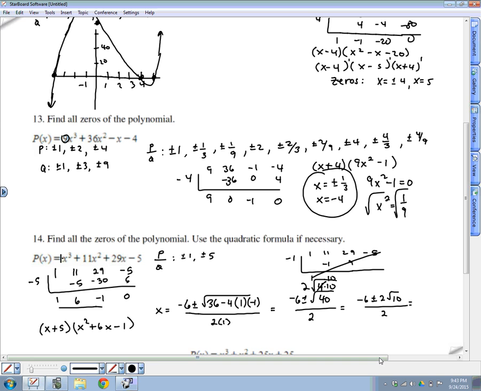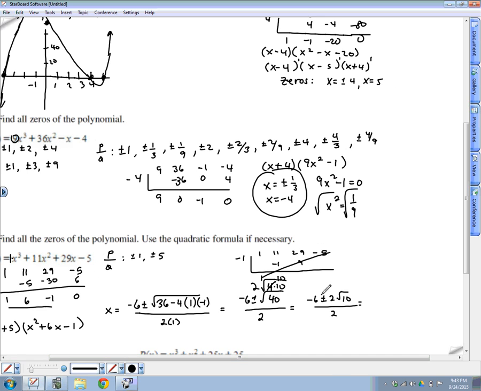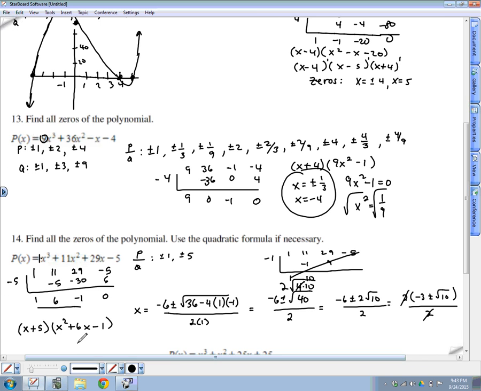And if you look at the terms in the numerator, specifically the terms in front of the square root, we can factor out a 2. And those cancel each other out. The 2 that you factored out cancels with the 2 in the denominator. So you have -3 plus or minus the square root of 10. And we already knew that another 0 was x equals -5. So the zeros are x equals -5 and x equals -3 plus or minus square root of 10.